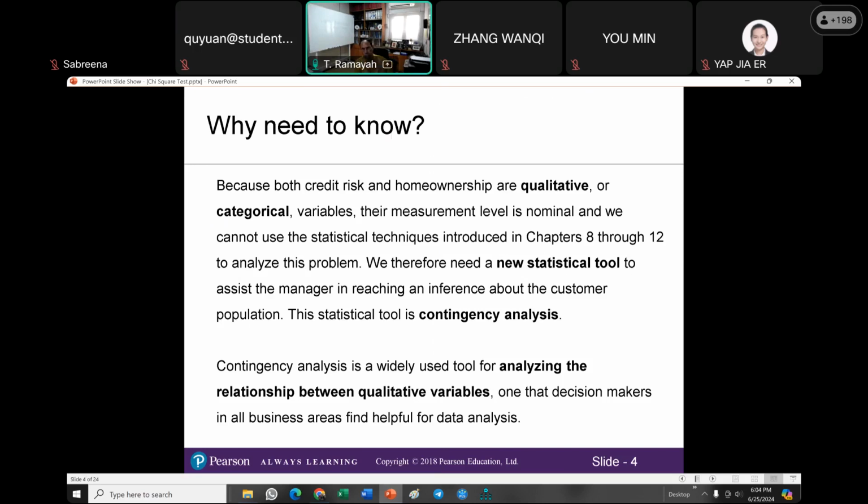This is a useful analysis done in areas like marketing, where a salesman wants to find out whether the next sales target will buy or not buy, depending on the gender of the sales target. So gender against buy, don't buy, for that kind of analysis we will do a contingency table.